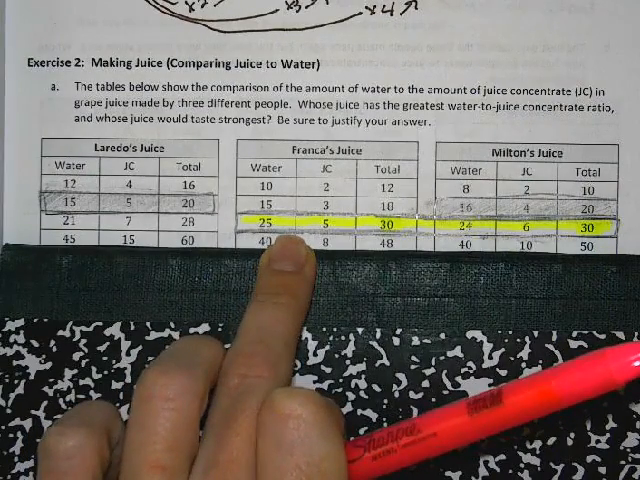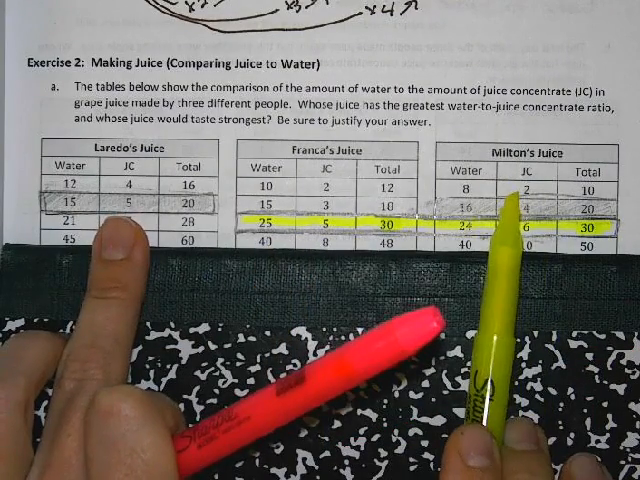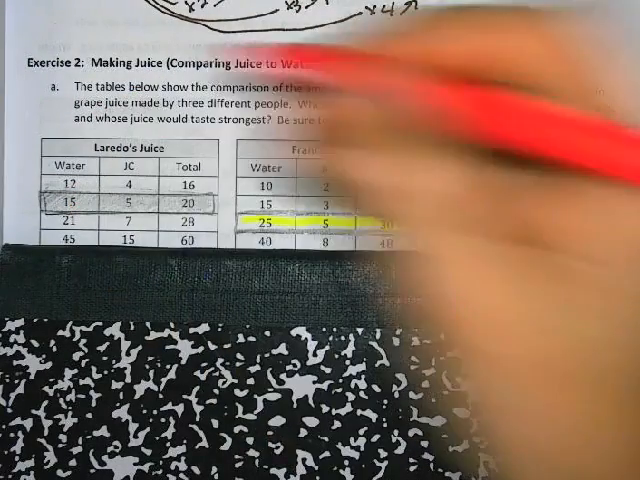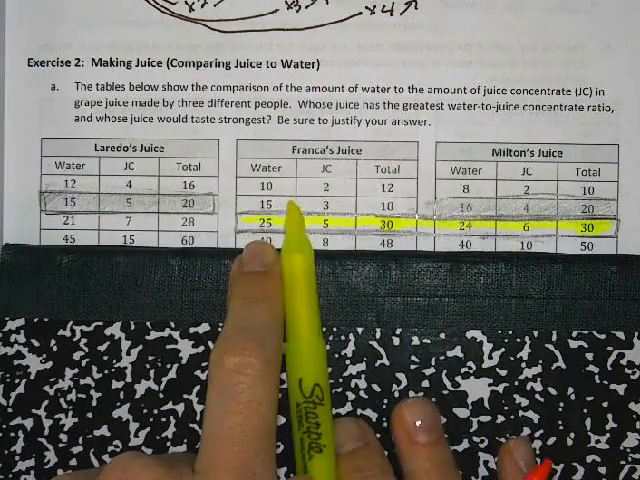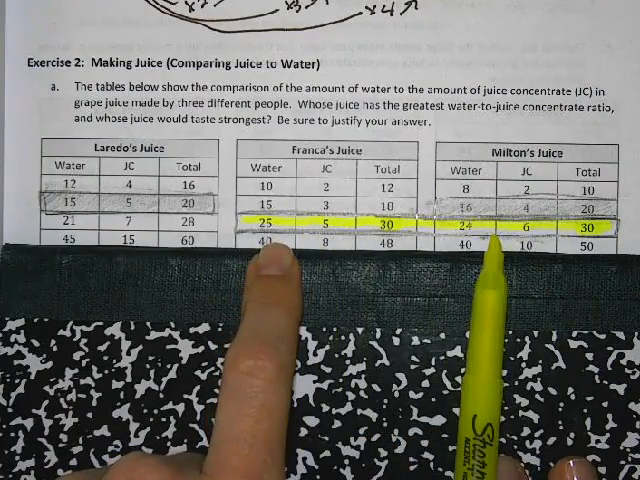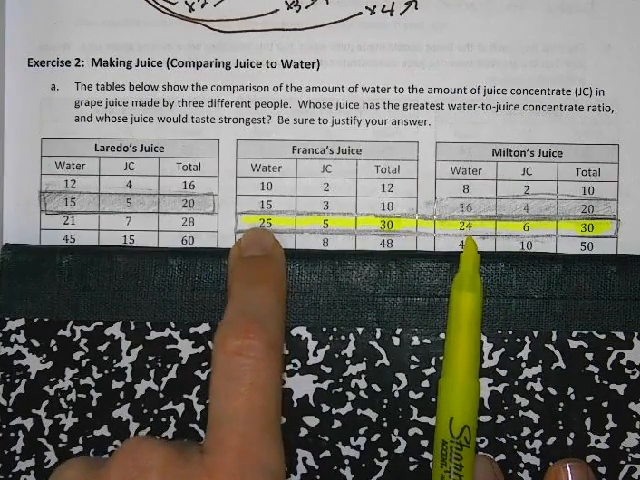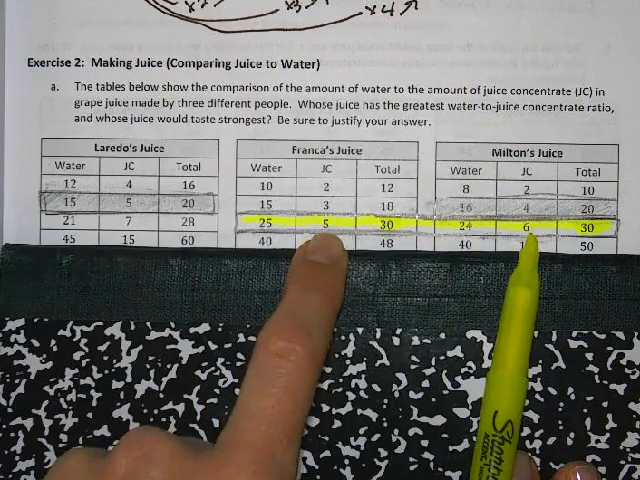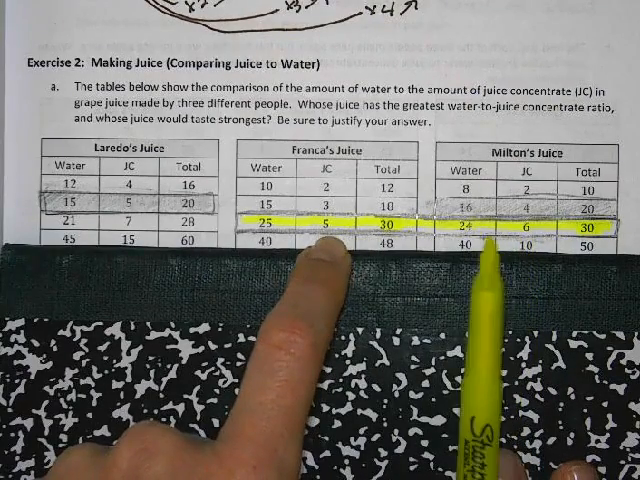You also could look at Laredo and Milton. Laredo and Milton also have one that is the same, and you have one that has, I'm sorry, I spoke incorrectly. Since there's more water in Franca's, hers will not be as strong as Milton's because she put 25 parts of water with 24 parts of water for Milton. The more water, the weaker the taste is. Or you could look at the juice, and the juice is 5 parts, and this one, the juice is 6 parts. The more juice, the stronger it is.